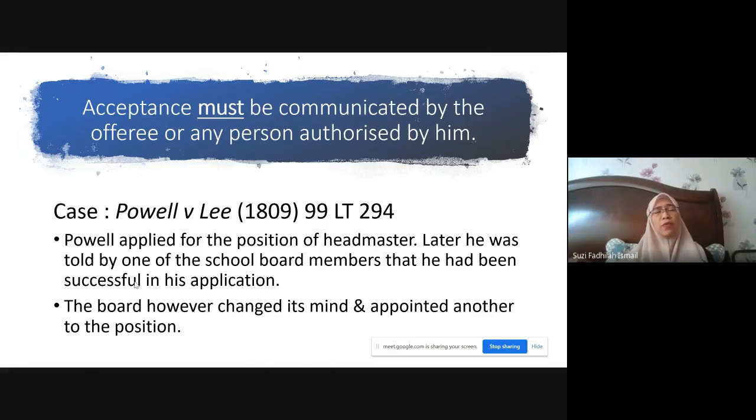So if the person doesn't have any authority, even though there was communication, then it's not valid. It's not considered a valid contract. This is what happened in the case of Powell v Lee, a very old case from 1809.